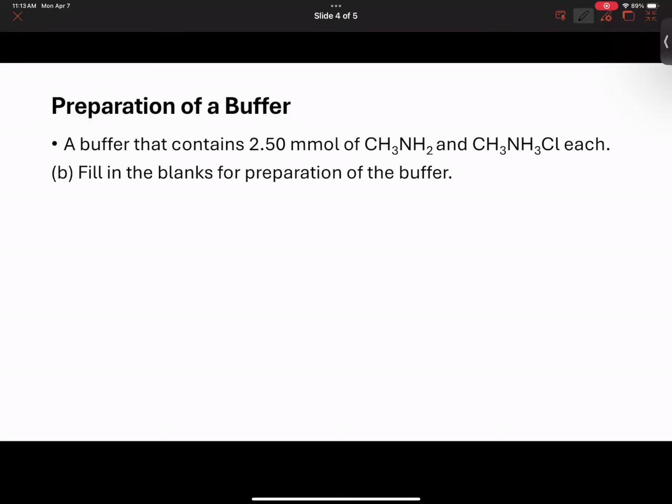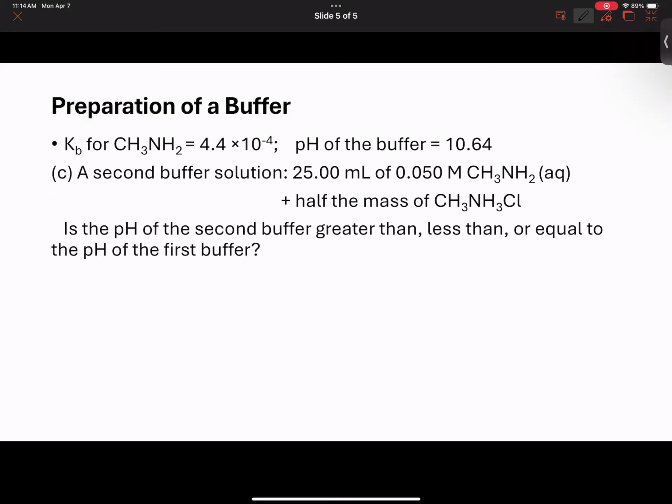A buffer that contains, already covered this one, let's move to the next one. And the Kb value, the base dissociation constant of methylamine, is 4.4 times 10 to negative 4. Here again, the Kb value is much smaller than 1, 4 orders smaller than 1. And this is a weak base, okay, because of the nitrogen lone pair. Primary amine, secondary, tertiary amine, it is always a weak base. And the pH of the buffer was 10.64.